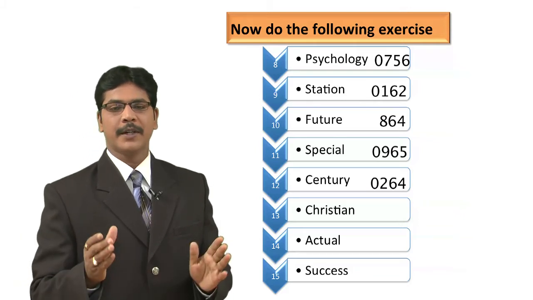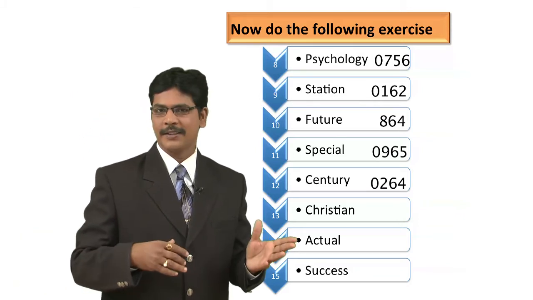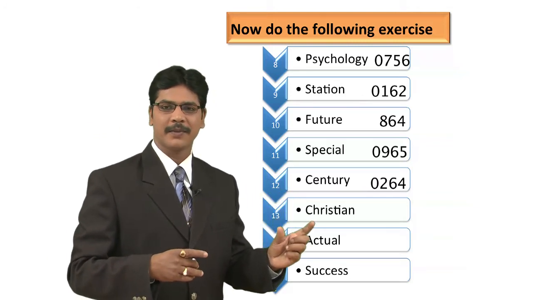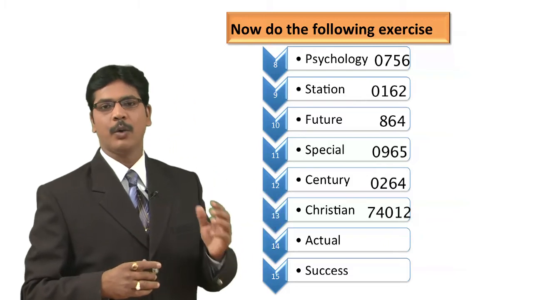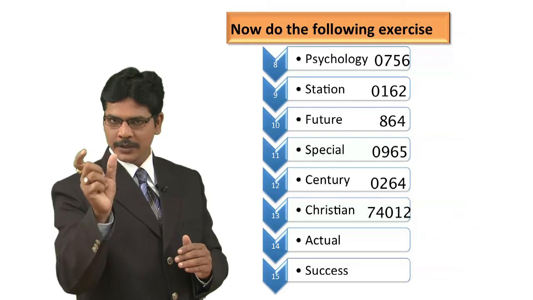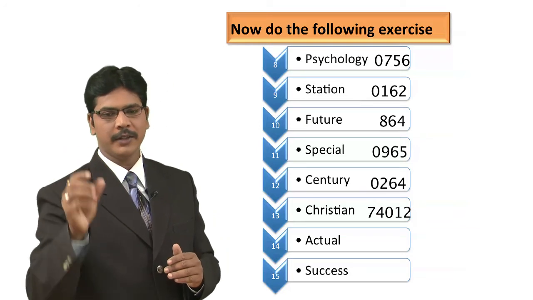Okay. The next word is Christian, not Christian as you'd think. See CH there, it's again sounding like K. So the answer should be 74012. Christian, right? So see all the sounds there. 74012 is the answer for Christian.